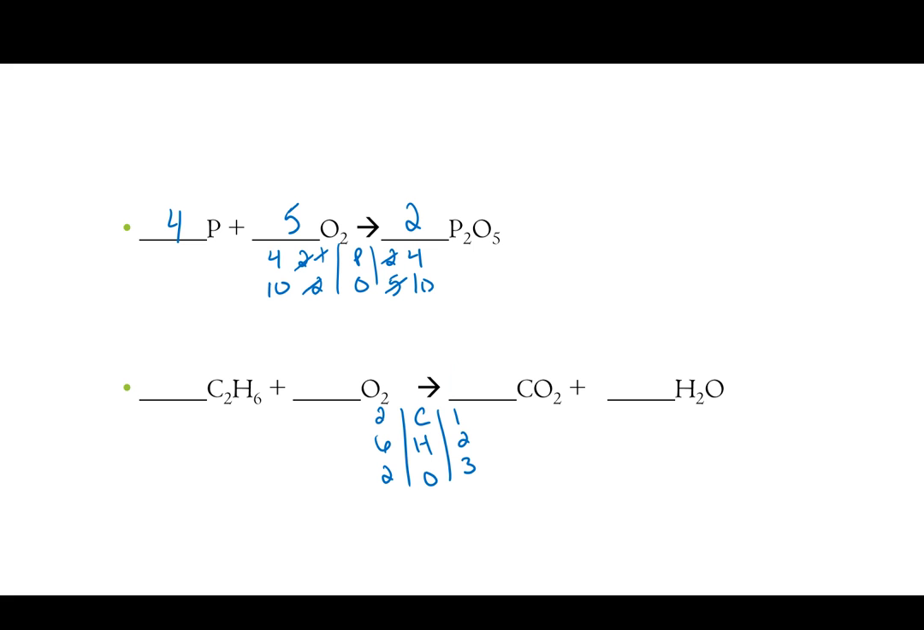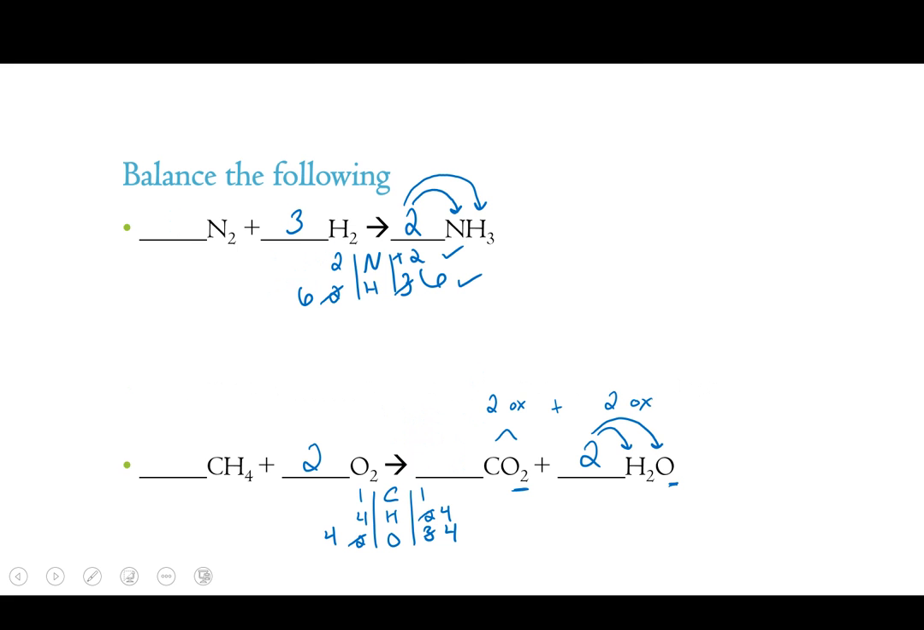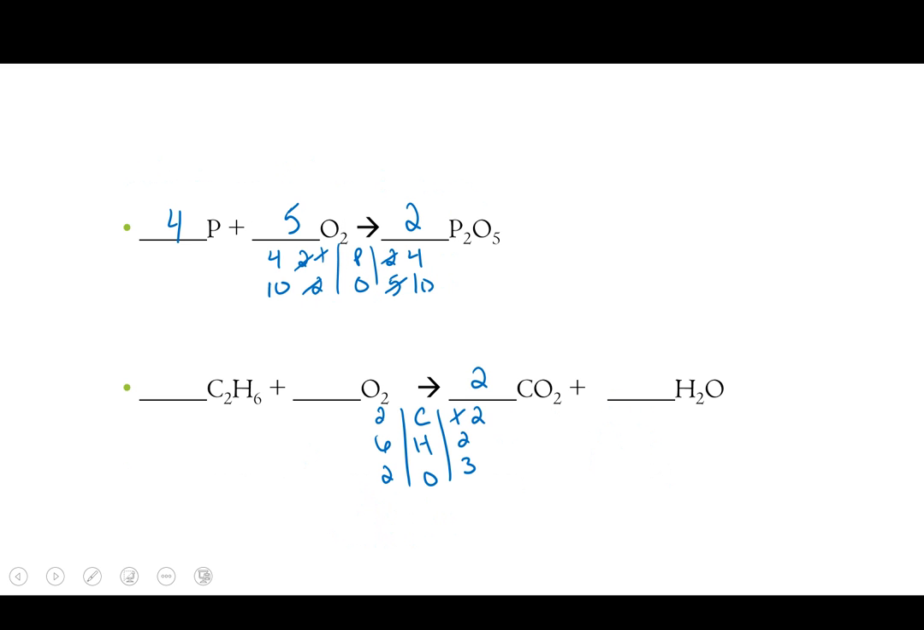So start with the carbons. Put a 2 there to balance my carbons. That's going to change my oxygens, but I'm not going to count them yet because I know I'm going to also do something with my water. So I'll put a 3 here to balance my water, or my hydrogens, and that'll give me 6.